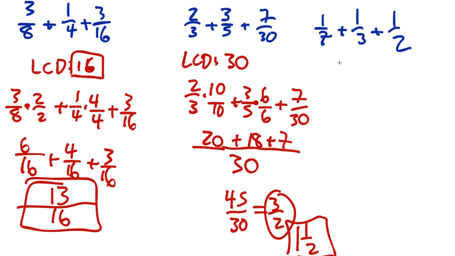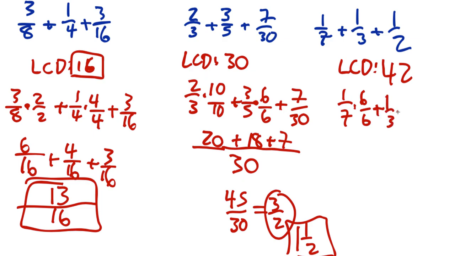Okay, check the LCD. What is the LCD? The LCD is 42. Oh my goodness, that's a pretty big number. So 1/7 we're going to multiply by 6 over 6. 1/3 we've got to multiply by 14 over 14. And then 1/2 we've got to multiply by 21 over 21.